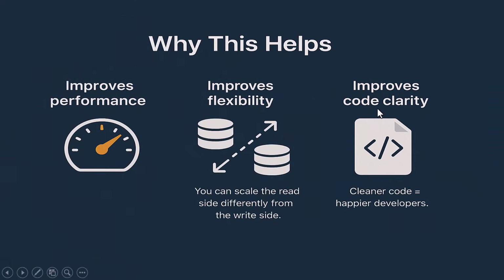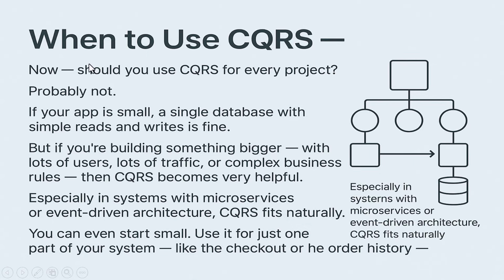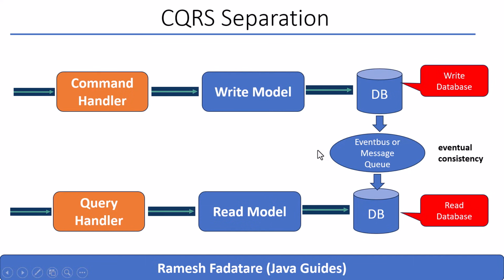Now, should you use CQRS for every project? Probably not. If your app is small, a single database with simple reads and writes is fine. But if you are building something bigger with lots of users, lots of traffic or complex business rules, then CQRS becomes very helpful. Especially in systems with microservices or event-driven architecture, CQRS fits naturally. You can even start small. Use it for just one part of your system, like the checkout or the order history, and expand later.